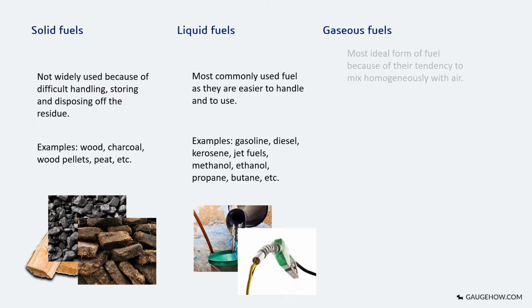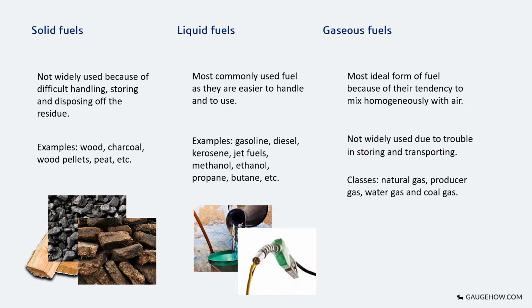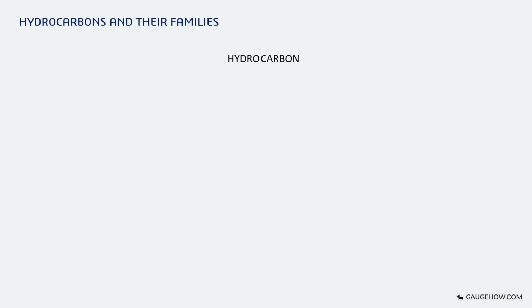Gaseous fuel. These are the most ideal form of fuel because of their tendency to mix homogeneously with air and avoid the problems caused by other forms of fuel, even though they are not widely used due to trouble in storing and transporting. This fuel category can be divided into 4 classes: natural gas, producer gas, water gas, and coal gas. Commonly, they are used in power plants.